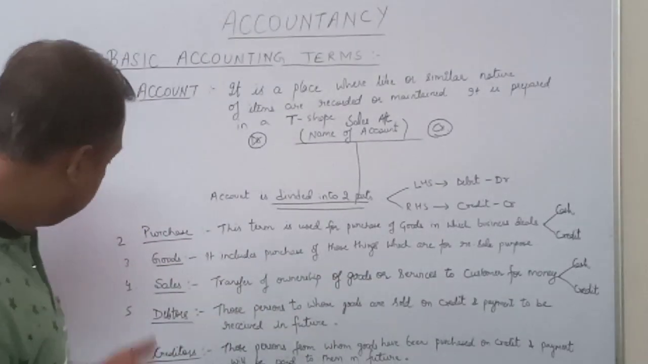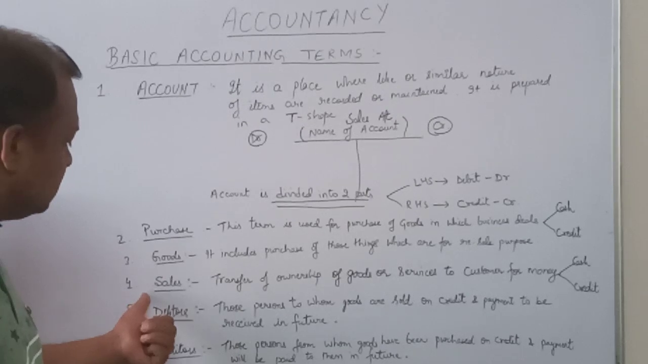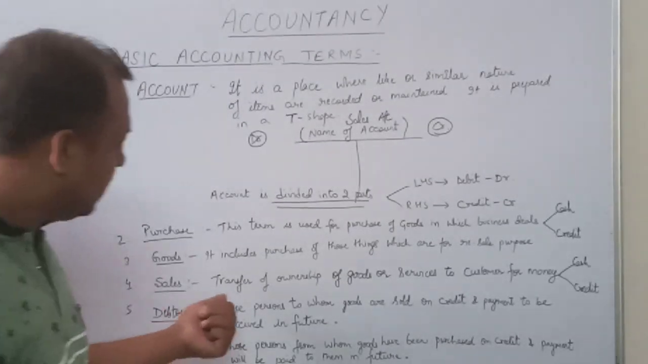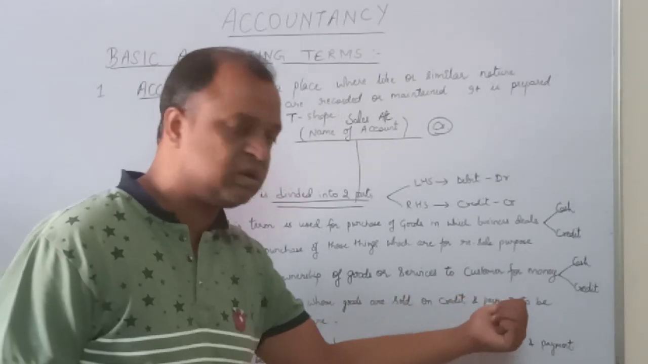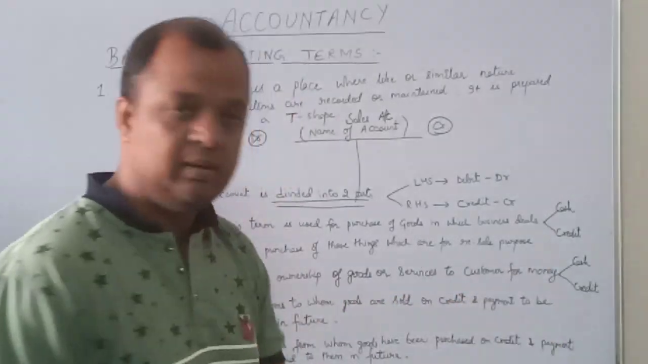Okay. The next, fourth term is sales. It is said as transfer of ownership of goods or services to a customer for a certain value or money.